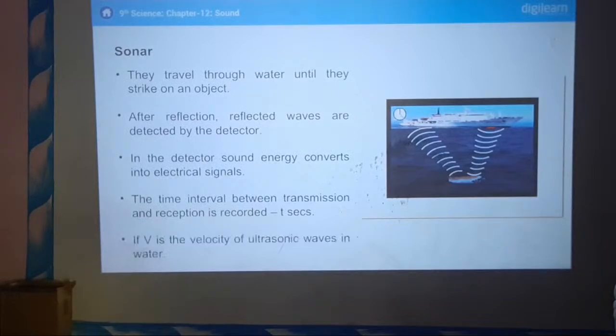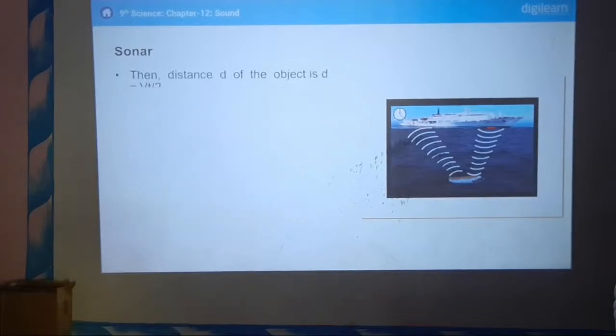If v is the velocity of ultrasonic waves in water, then distance d of the object is d equal to vt by 2. Sonar technique is also used to determine the depth of the sea.